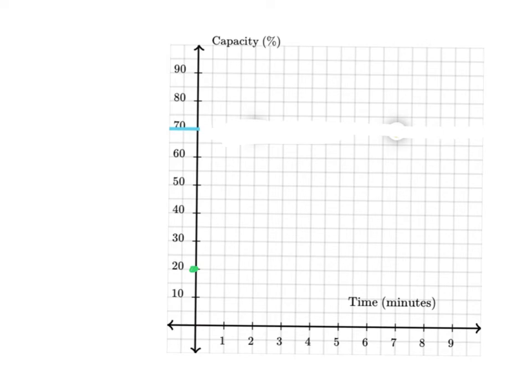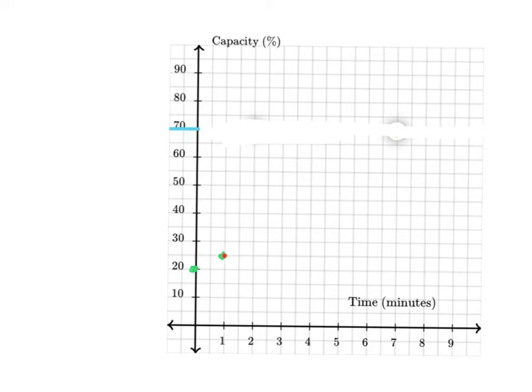So that's what we're going to do. From our 20, we're going to go up 5%. We're going to go over a minute. And that's going to be right there. Do we see that? We went up 5%, up 5, and over 1 minute. Up 5 and over a minute to find our next point.